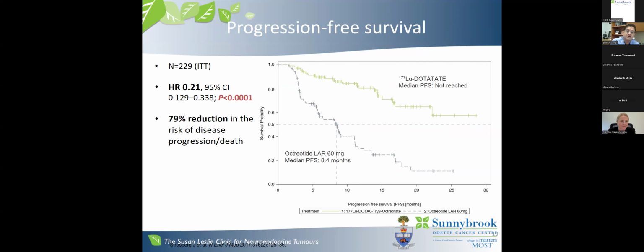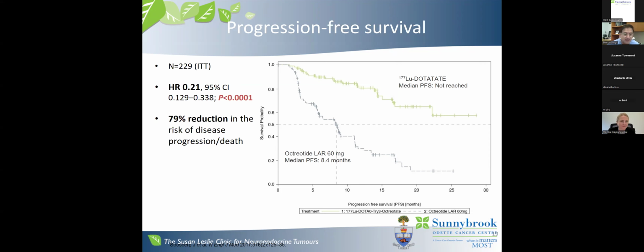This was the primary endpoint, the progression-free survival. This paper is published in the New England Journal of Medicine. A hazard ratio of 0.21. So that means a 79% reduction in the risk of death or disease progression. And I will say that a study of this magnitude, almost 230 patients, with this sort of hazard ratio, it really is a spectacular finding.